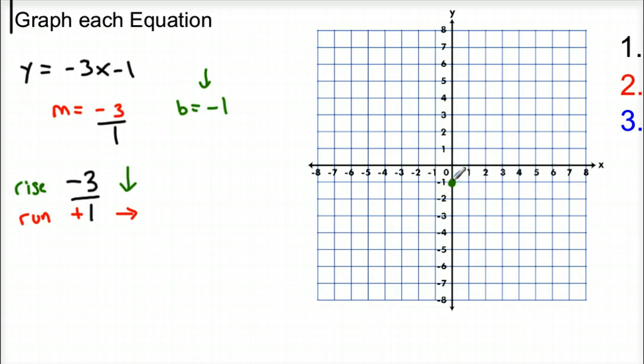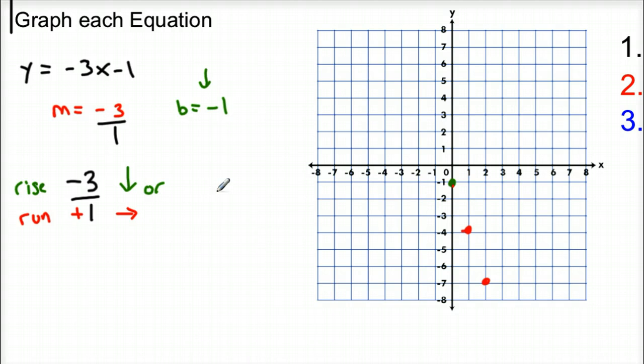Looking at this first point, my y-intercept, I'm going to go down 3 units. So 1, 2, 3, and to the right 1. Remember, this line that I just drew is a line that you really don't want to draw on the graph. It's more just for visual purposes. Let's keep going and do another point. We can go down 3 again, 1, 2, 3, right 1.